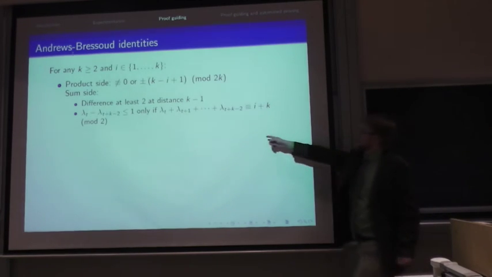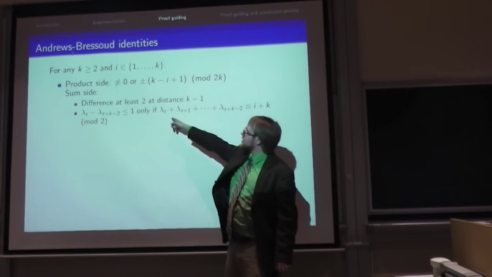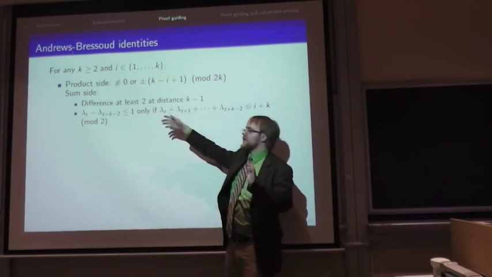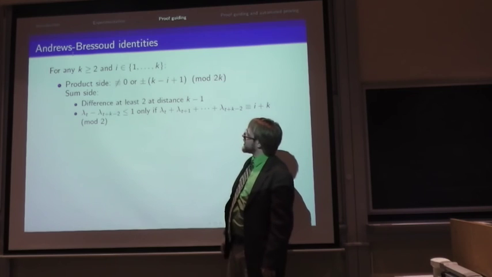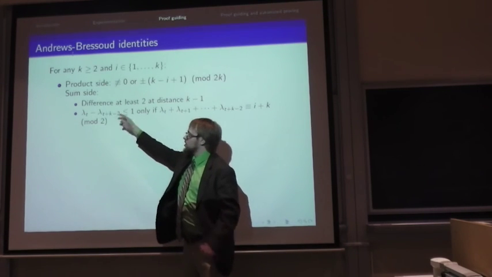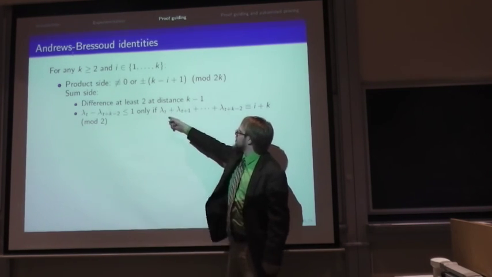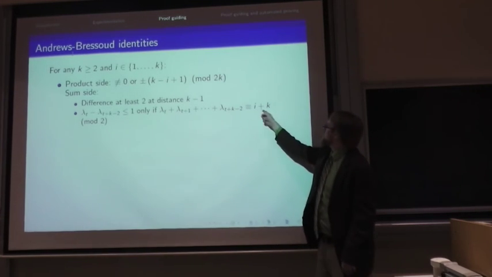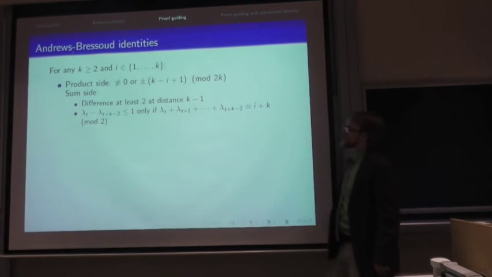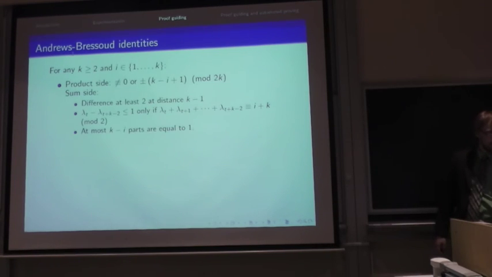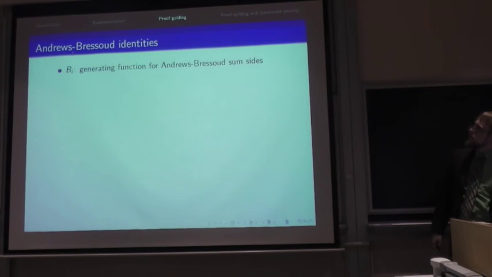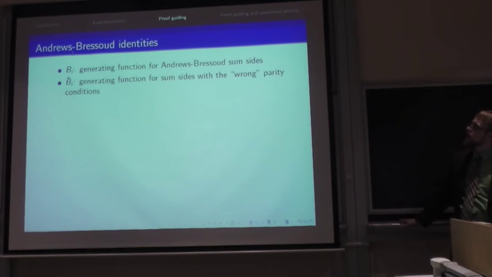The sum side has difference at least 2 at distance k minus 1. And then if you max out the numbers of, let's say, 9s and 10s, so you can have at most k minus 2 9s and 10s combined, then the sum of all your 9s and 10s has to be something mod 2, and this tells you what that has to be. And at most k minus i parts are 1. There's our initial condition. And so we wanted to try to provide a motivated proof of this.